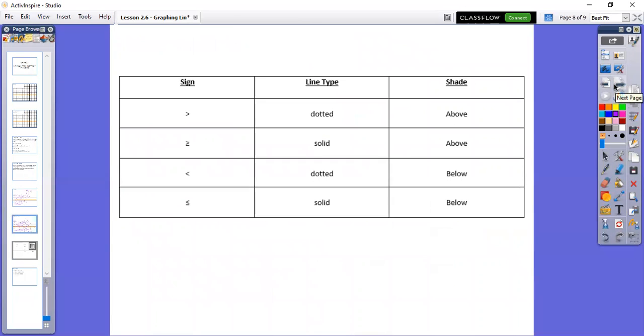So this is to help you remember if your line is solid or dotted, if you shade above or below. Just remember, if it's not equal to, it's dotted. If it's greater than, you shade above. You shade above, not shave. And if it's less than, you shade below.